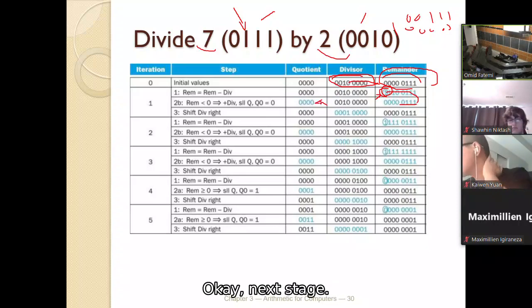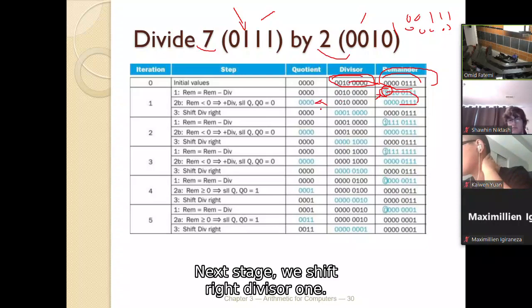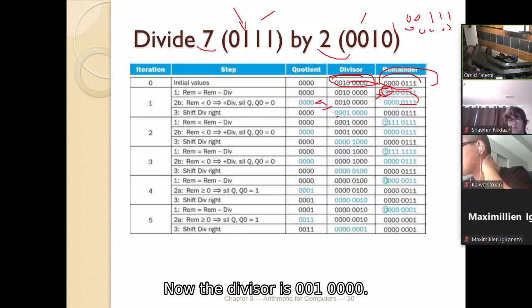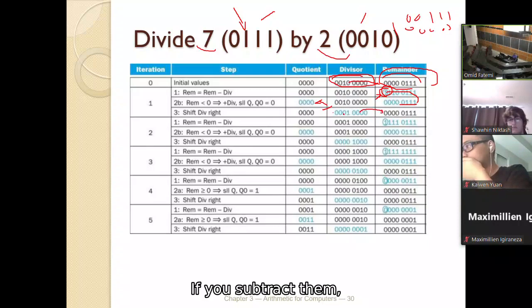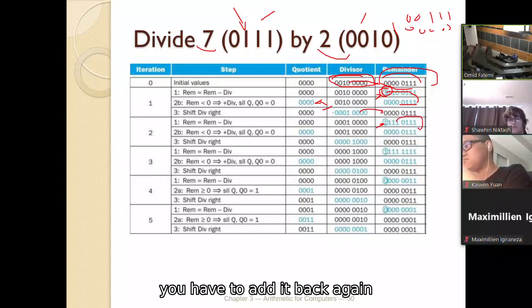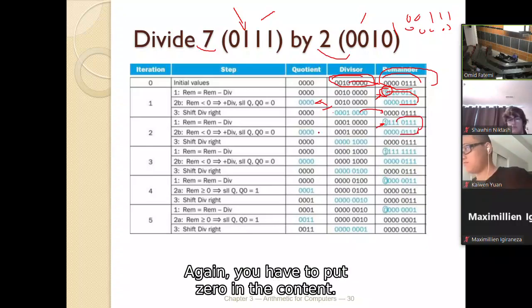Okay? Next stage. We shift right divisor 1 bit. Now the divisor is 0, 0, 1, 0, 0, 0, 0. Still, this is less than the dividend. So if you subtract them, you get the negative result. Since the result is negative, you have to add it back again and get the remainder as 1, 1, 1. And again, you have to put a 0 in the quotient.